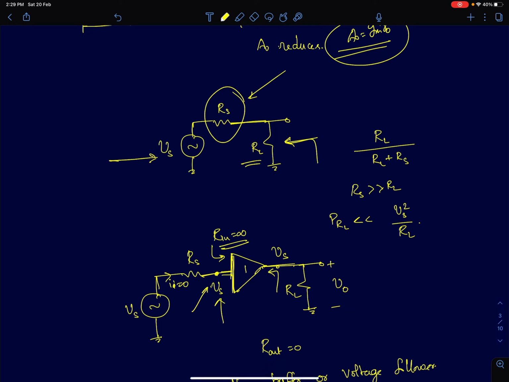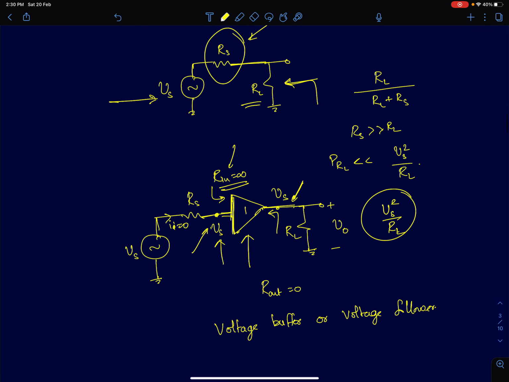Now again at the output of this amplifier, because I am assuming the output resistance to be very low or negligible, this entire output voltage will be equal to the input voltage, which is Vs. So now the power delivered to the load is going to be Vs square by RL. So this block, this amplifier with unity gain, high input resistance and low output resistance, is what we call a voltage buffer or voltage follower. Because the output voltage follows the input voltage, we call it the voltage follower.